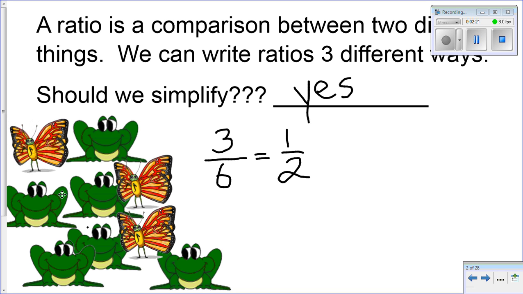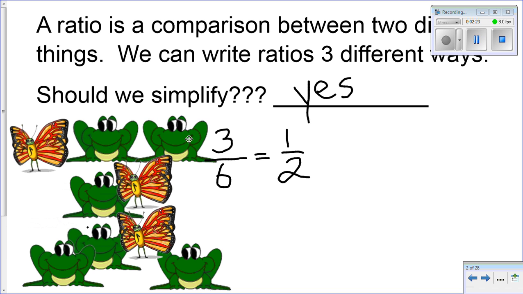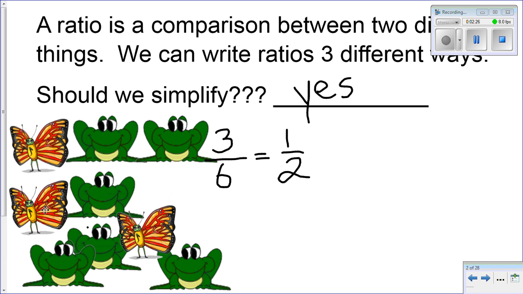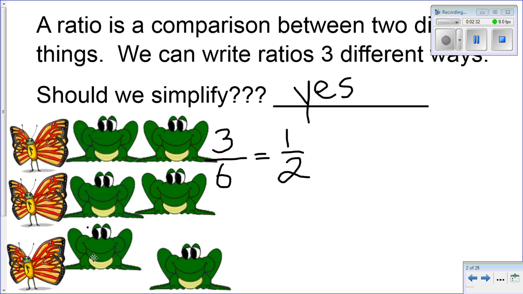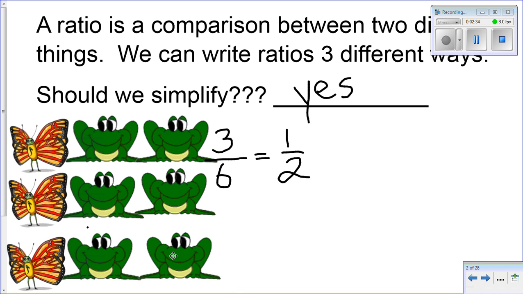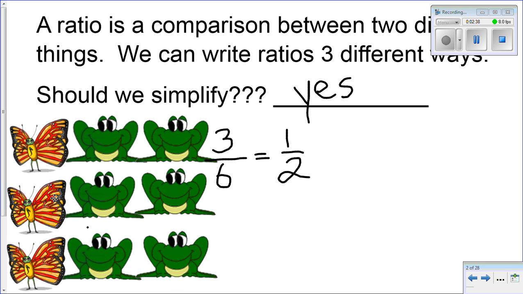If I have 1 butterfly, I can match it up with 2 frogs. And if I have 2 butterflies, well, I can match that up with 4 frogs. And if I have 3 butterflies, I can match that up with 6 frogs. So for every 3 butterflies, there will be 6, which is the same ratio as saying for every 2 butterflies, there will be 4. But in simplest form, for every 1 butterfly, there will be 2 frogs.